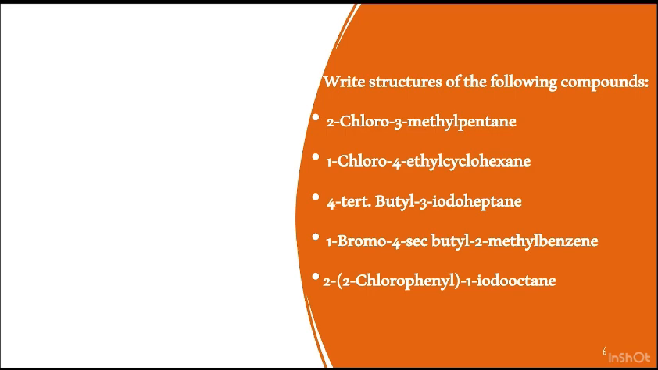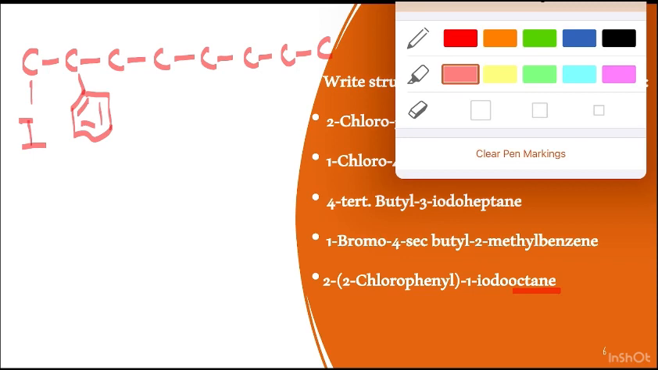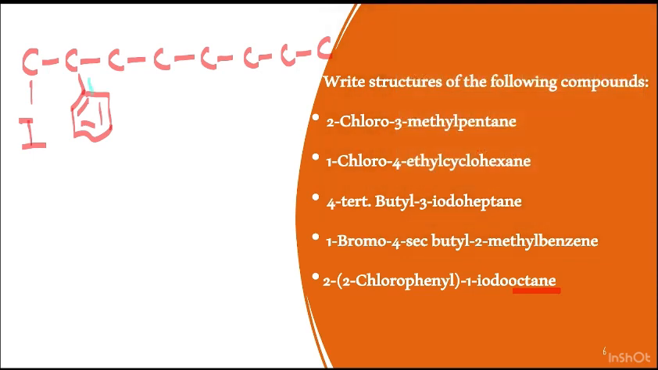And the last on the slide is 1-(2-chlorophenyl)-1-iodooctane. Octane means 1, 2, 3, 4, 5, 6, 7, 8 carbons. 8 carbons in octane. On the first carbon, put iodo. On the second carbon, 2-chlorophenyl. Phenyl is benzene when it is a substituent. And when you number it, the carbon which is attached to the main chain is 1 and on either side it is 2. So on the second carbon I have to put chloro. So here I will put Cl.